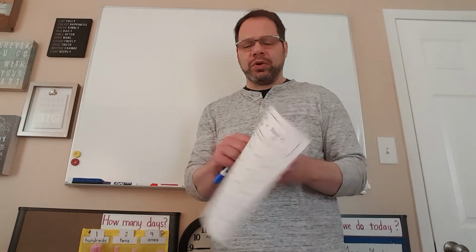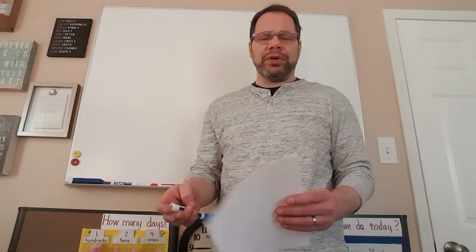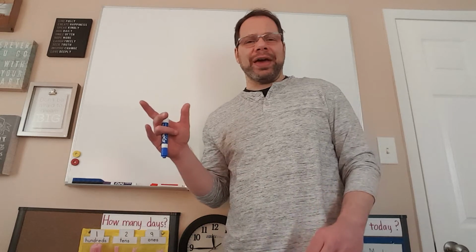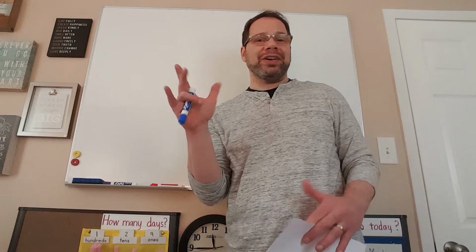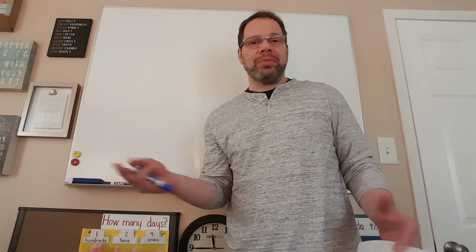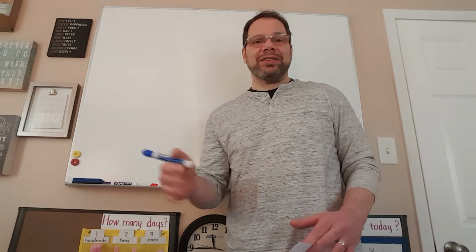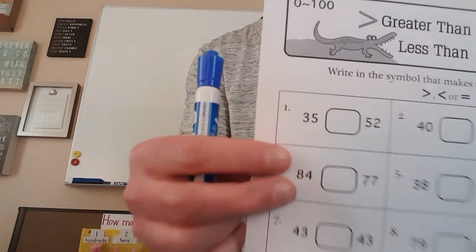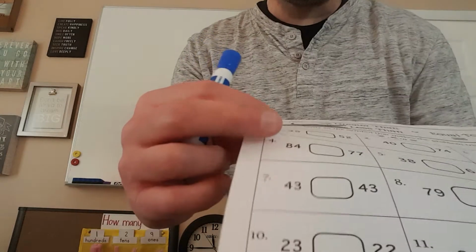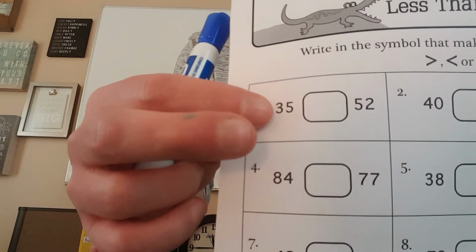But let me show you some quick, easy ways to know whether a number is greater than, less than, or equal to. Okay, when we're talking about greater than versus less than, a number that is greater than another number is a higher number. And a number that is less than is a lesser number. And when we're doing these, we're always comparing two numbers. So in this case, we're comparing 35 and 52. So let me go ahead and do that one.